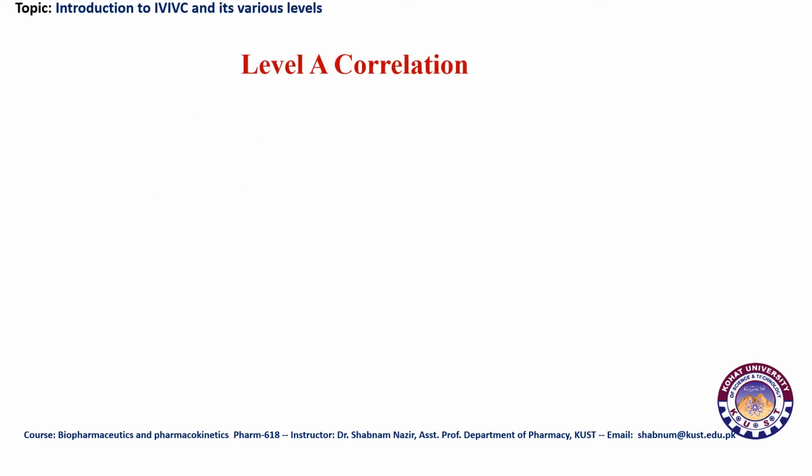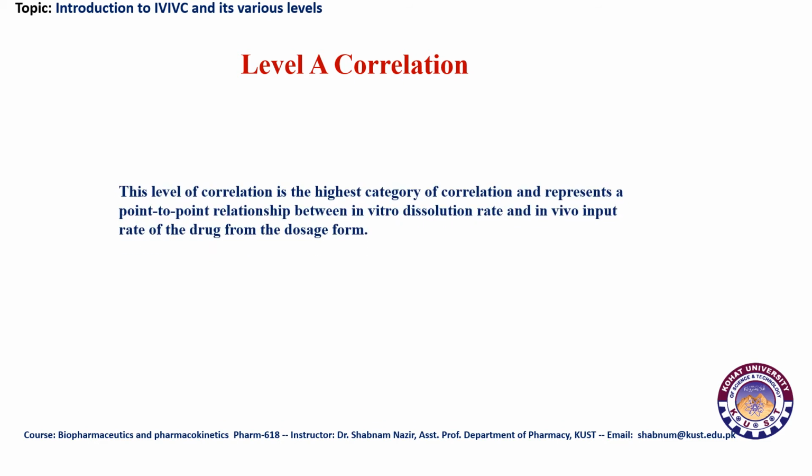Level A correlation. This level of correlation is the highest category of correlation and represents a point-to-point relationship between in vitro dissolution rates and in vivo input rate of the drug from the dosage form. Now it means that there would be a maximum correlation, a similarity in the patterns or in the profiles of the in vitro dissolution and the in vivo bioavailability profiles, which are usually also known as the plasma drug concentration versus time profile, but usually we are talking about bioavailability.